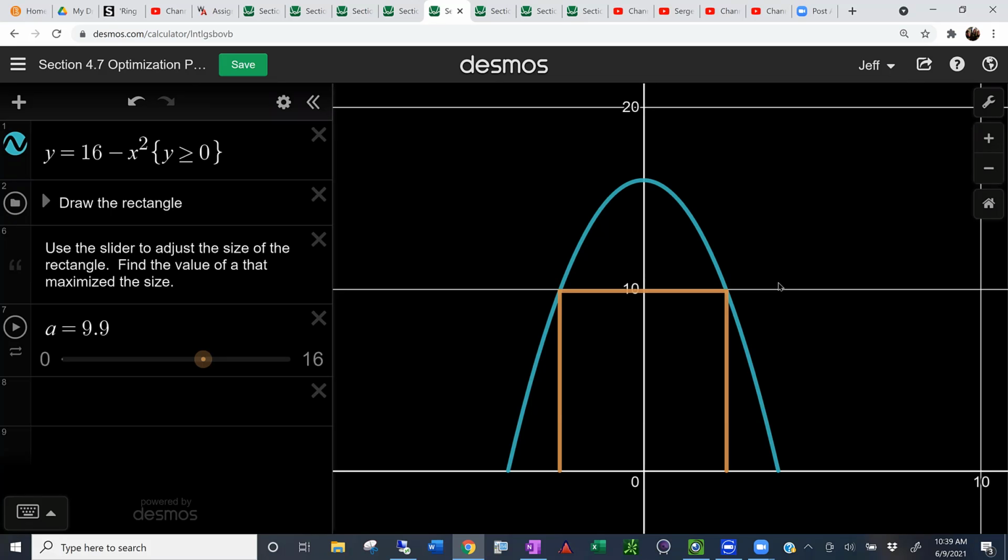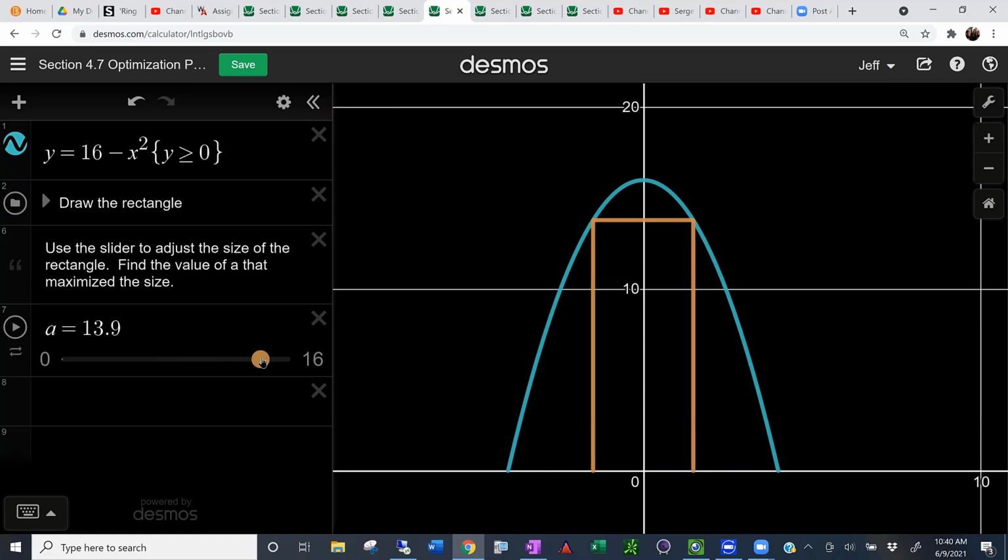So another example of an optimization problem would be something like this. You've got a parabola, and underneath that parabola, you want to fit a rectangle. The only requirements are that the rectangle touches it at a couple places. But you can make it really short and wide, or you can make it tall and narrow.